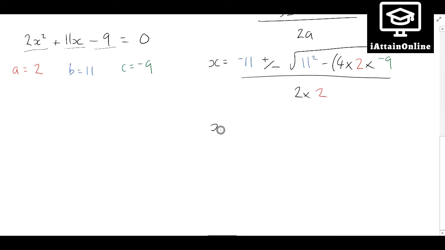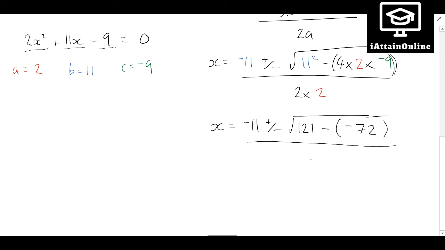So before we use our calculator, once again, tidy it up. The square root of 11 squared is 121. We are taking away whatever comes out when I tidy up what's inside the bracket. So 4 times 2 is 8. 8 times negative 9 gives you negative 72. And that is all over 4.